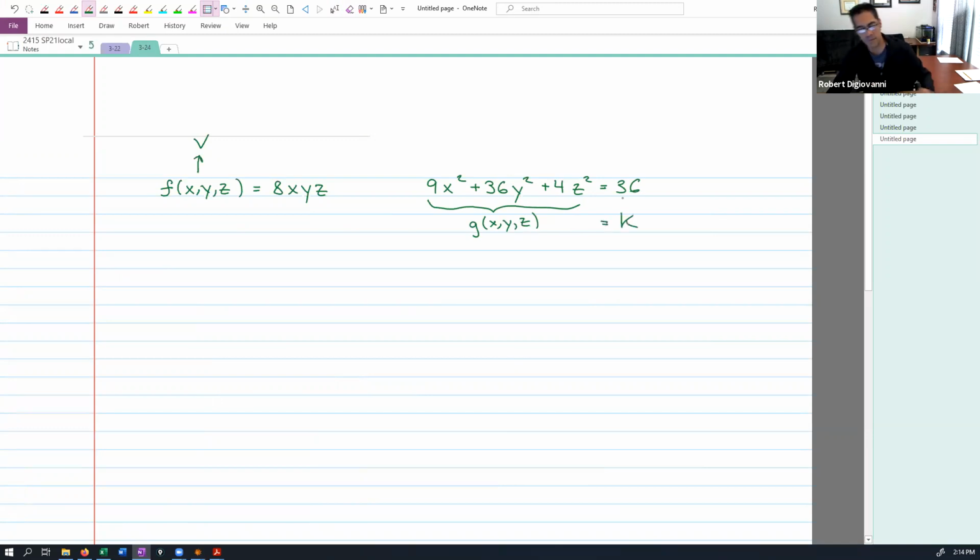equals a constant. So according to Lagrange, I can find the max and mins by setting up four equations. The first one is partial of f with respect to x equals lambda partial g with respect to x. Second equation, partial of f with respect to y equals lambda partial g with respect to y. Third one, partial of f with respect to z equals lambda partial g with respect to z. And the fourth and final equation is just the constraint equation, which is basically the ellipsoid.